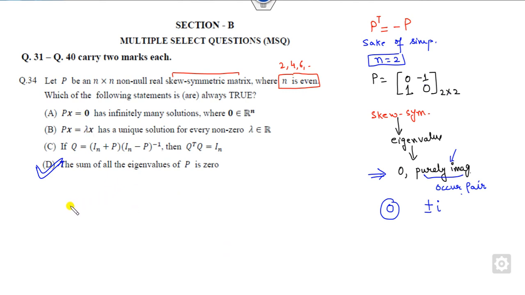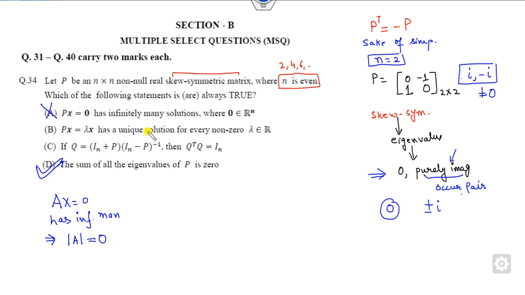Look at the first one. We all know when you can say AX equals 0 has infinitely many solutions. This has infinitely many solutions only when the determinant of A is 0. Is that true here? No. Because if you consider this example, what are the eigenvalues of this? Eigenvalues are iota and minus iota. And what is the product of this? It is non-zero. It means this is not true.